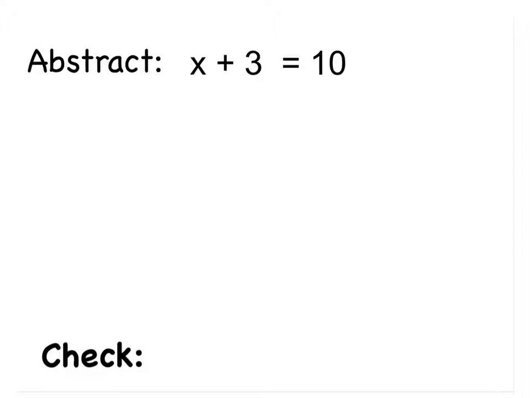Now we're going to show this abstractly or algebraically, meaning we're going to use our numbers and our letters as symbols. So the first thing I've got to do is I've got to do the opposite of this plus 3. So notice that I have a positive or plus 3. So I'm going to subtract 3 from both sides. Positive 3 and negative 3 cancel out because they make 0.